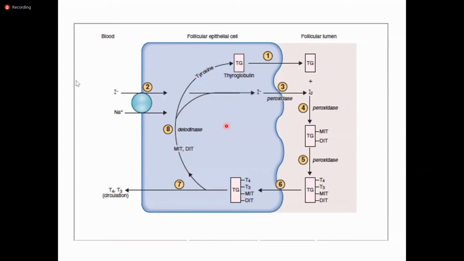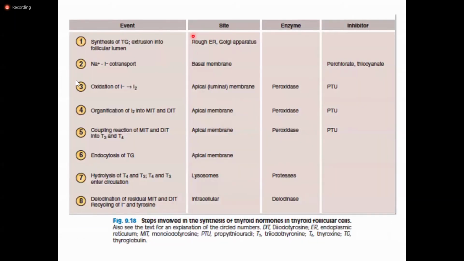But we are going to go step by step and we are going to discuss these steps in detail. I've just given you an overview of how the thyroid hormones are synthesized. So again, these steps are listed here. You can see 1 to 8 steps are listed. Synthesis of the thyroglobulin, which happens in the rough endoplasmic reticulum and Golgi apparatus. Then you have the sodium iodide co-transport at the basal membrane, and this can be inhibited by perchlorate and thiocyanate. They can inhibit the co-transporter, so they would stop the iodide entry into the follicular cells.